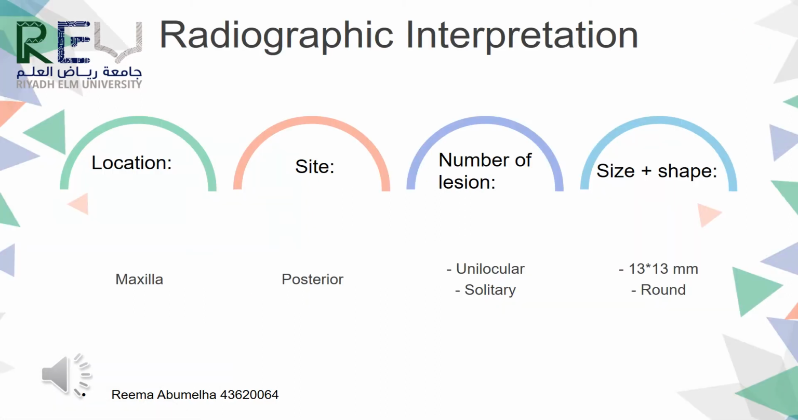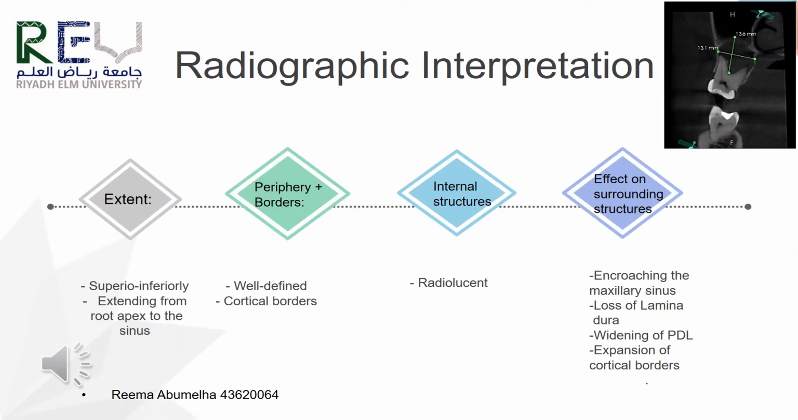Now I will talk about the radiographic interpretation. Location is in the maxillary right side. Site is in the posterior region. Number of lesions is unilocular and solitary. Size and shape is approximately 13 by 13 millimeters and it's round in shape. Extent is superior-inferiorly extending from root apex to the sinus. Periphery and borders: it has well-defined cortical borders.